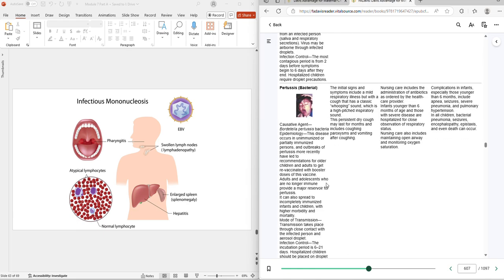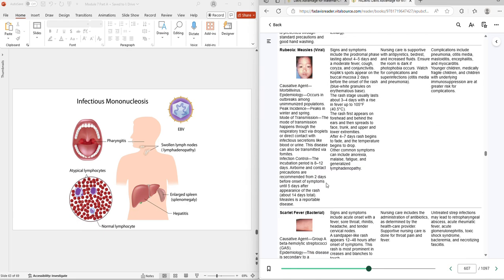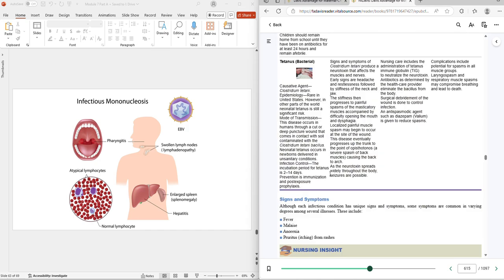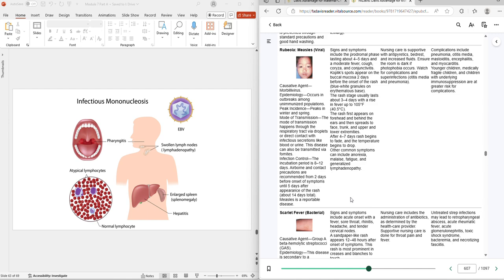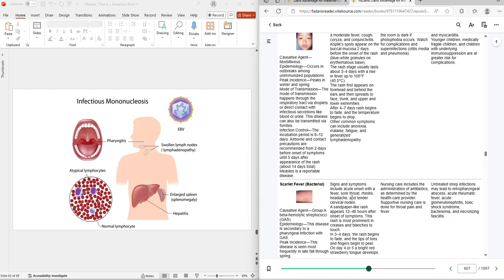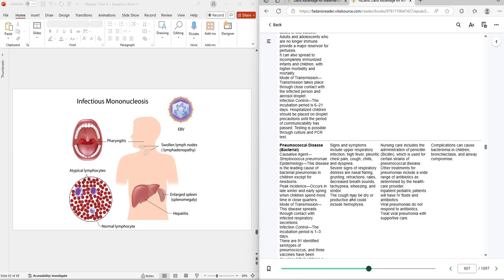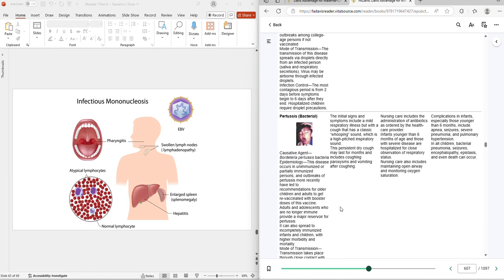But on page 611, back up and find it. Pertussis is bacterial, and it's known as the what? The whooping cough. Okay, winks and lollipops. You need to know it's called the whooping cough.